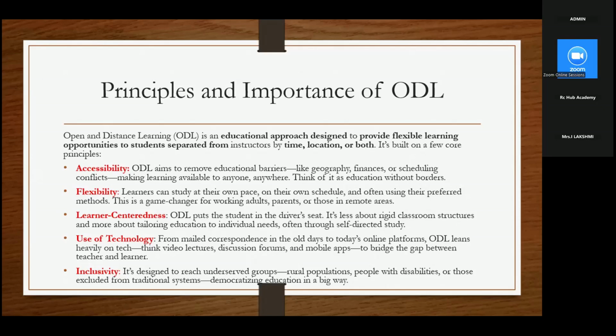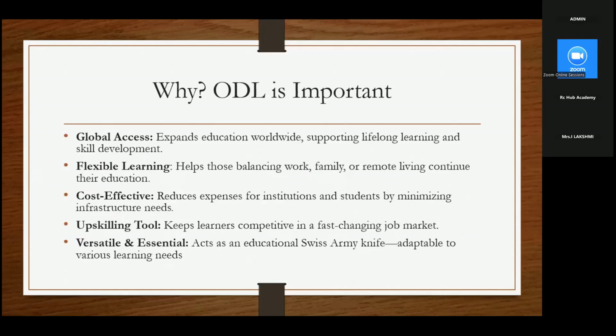And next, we come to inclusivity, which is useful for rural population areas also. Even a person with a disability can sit at home and learn. They need not travel from one place to another for these learning concepts. So this is what comes under open and distance learning.